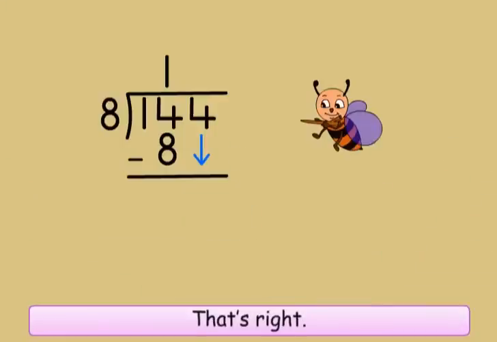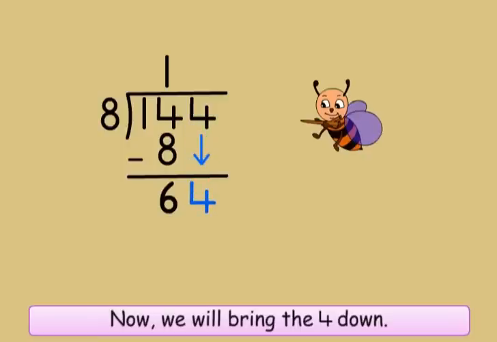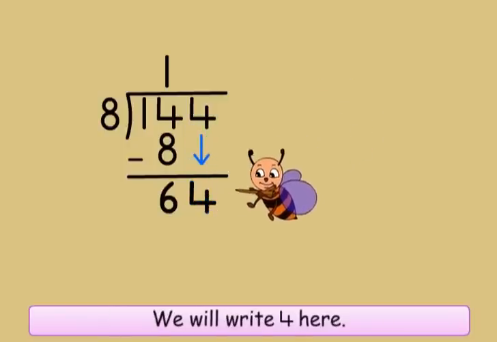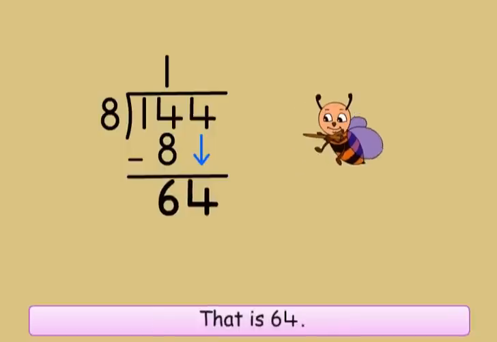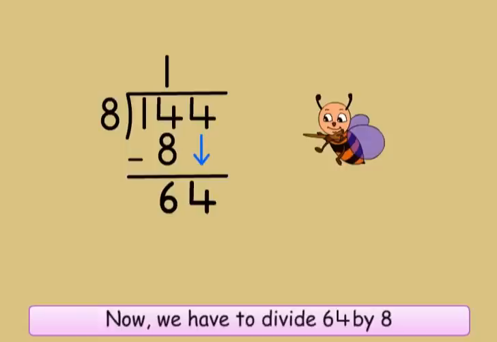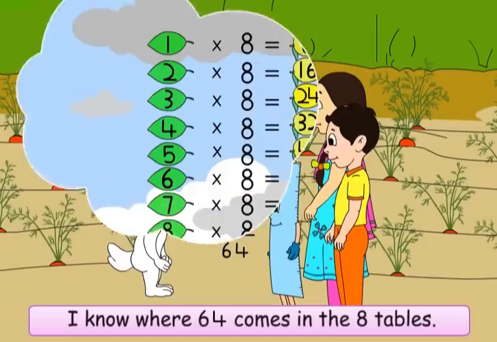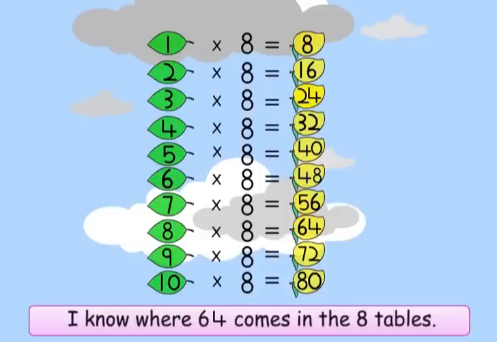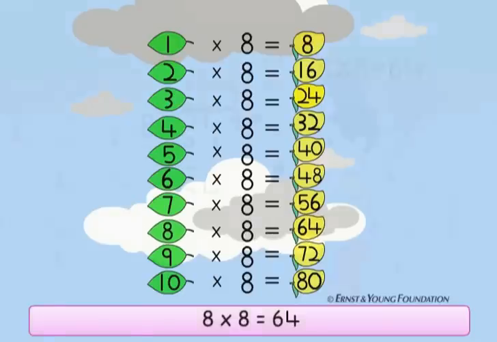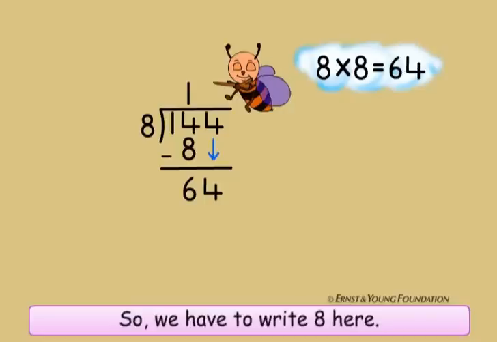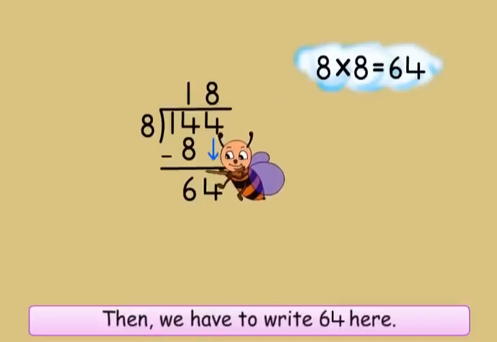That's right. 14 minus 8 is equal to 6. Now we will bring the 4 down. We will write 4 here. That is 64. Now we have to divide 64 by 8. I know where 64 comes in the 8 tables. 8 8s are 64. So we have to write 8 here. Then we have to write 64 here.